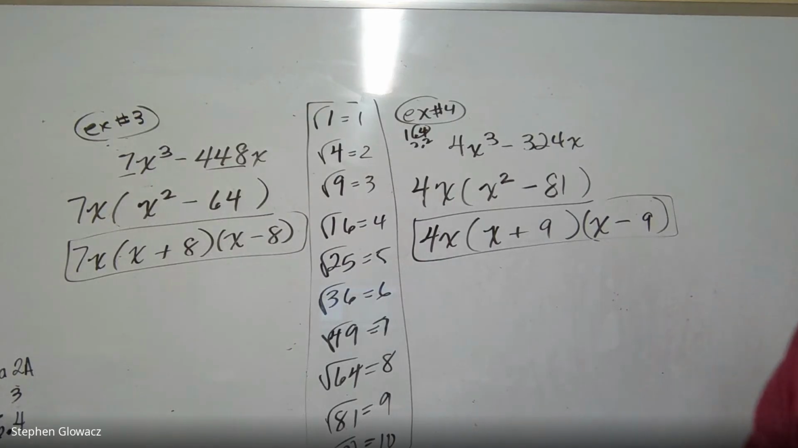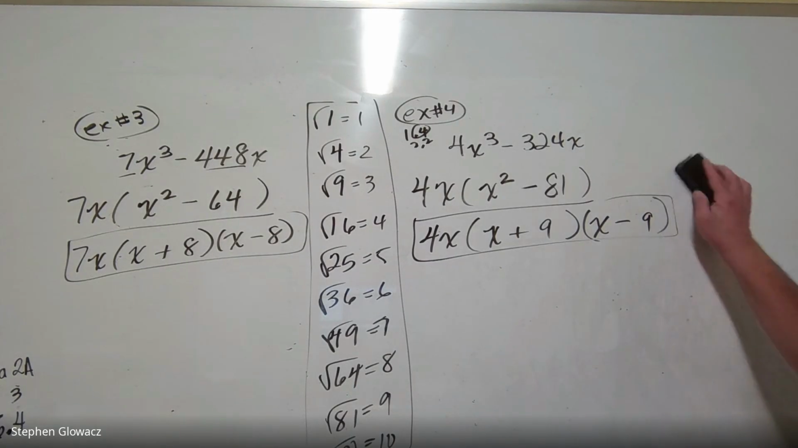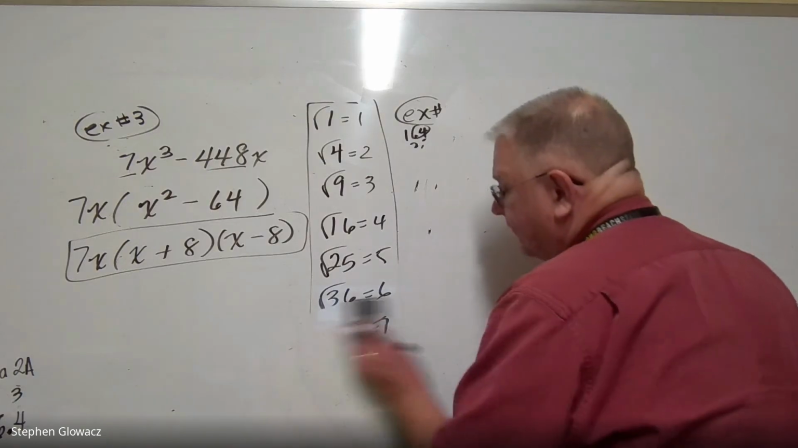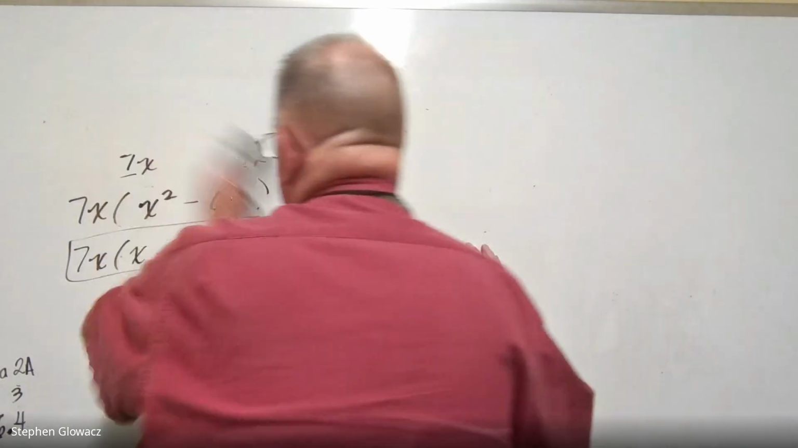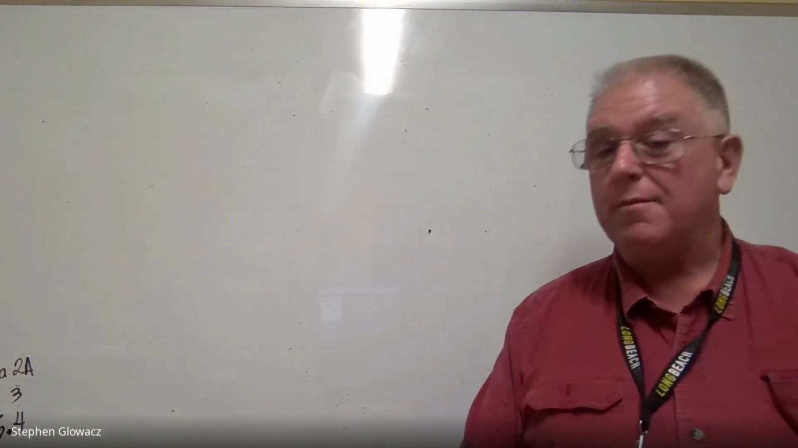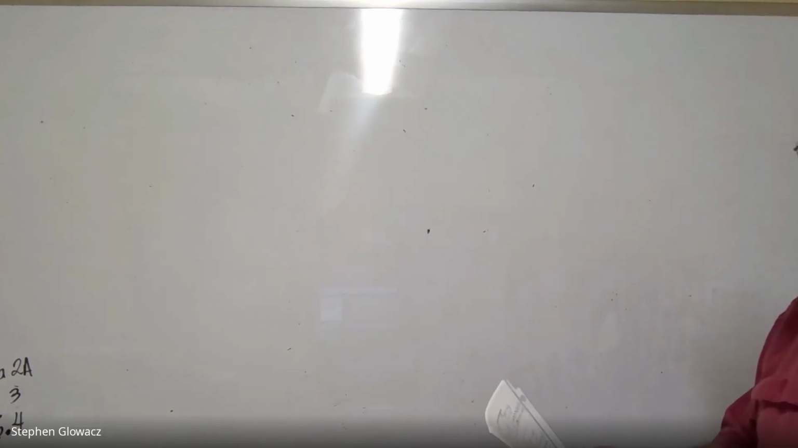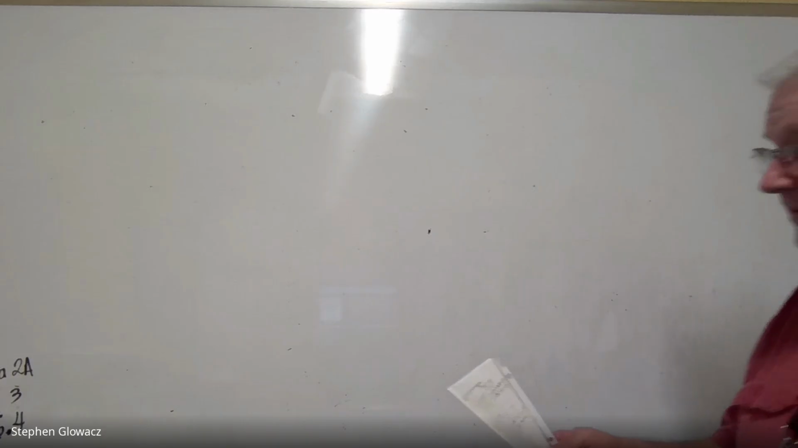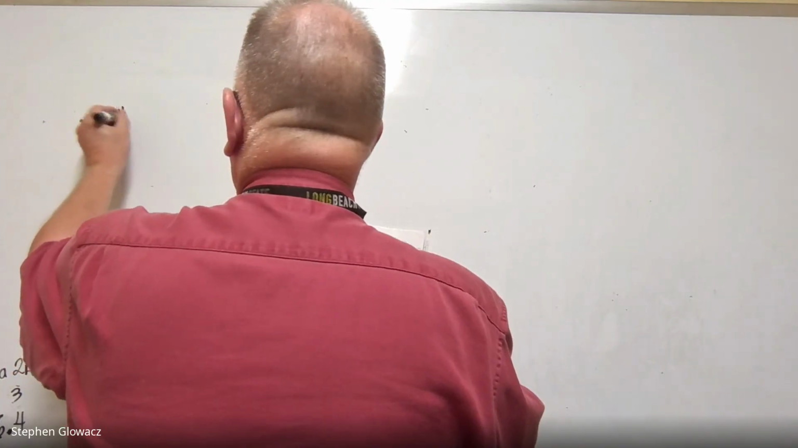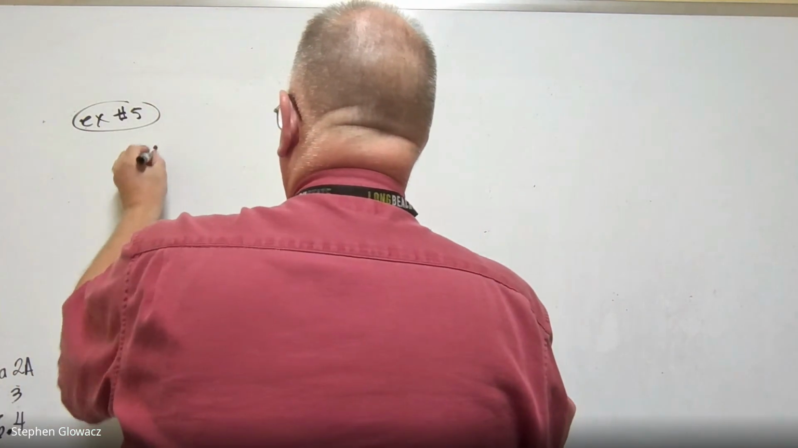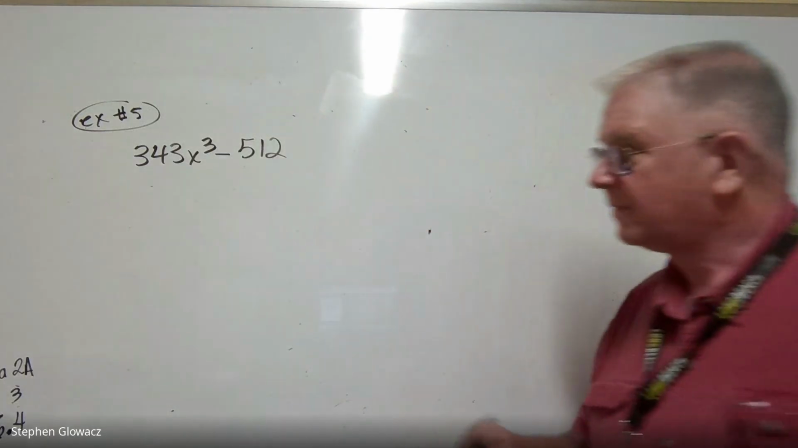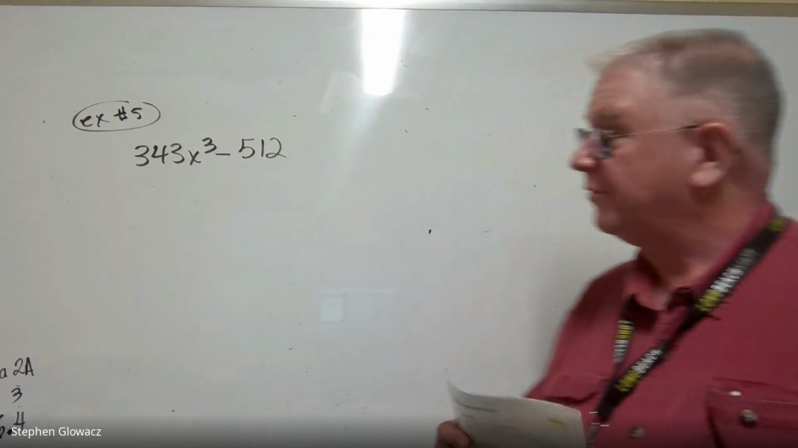All right, going over to the next page, problems 5 and 6. So we just talked about a pattern called the difference of two perfect squares. Next example, we're going to be looking at a pattern called the sum of two cubes. And so that's there in your packet, the pattern. Let's take a look at our example here. We have 343x to the third minus 512. All right, so that's going to be our example for problem number 5.